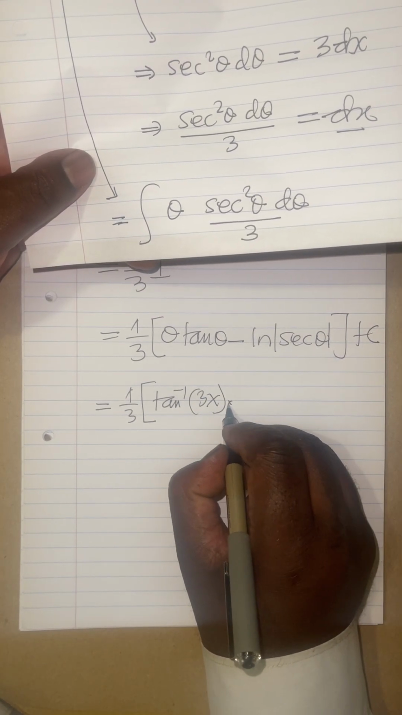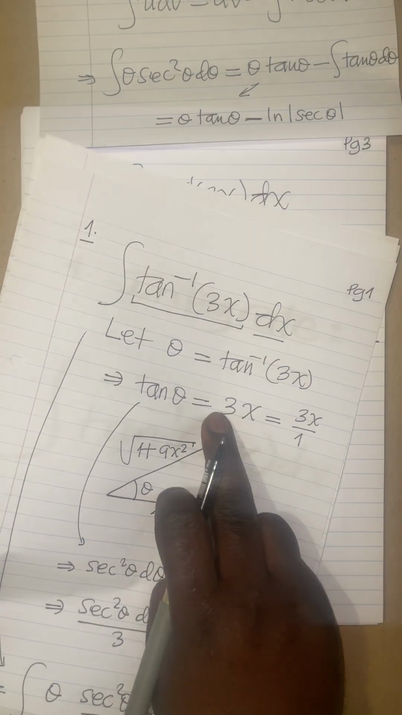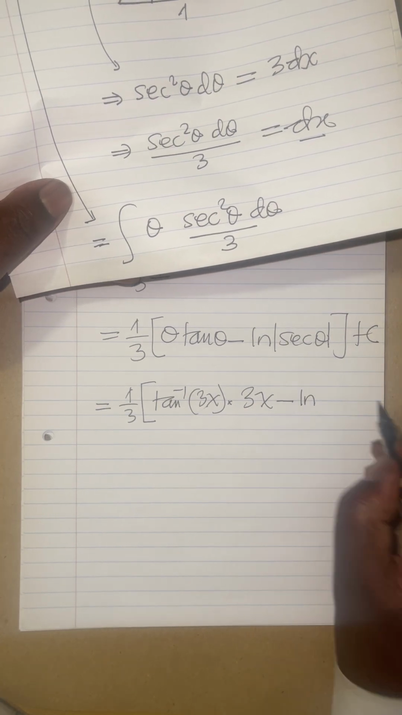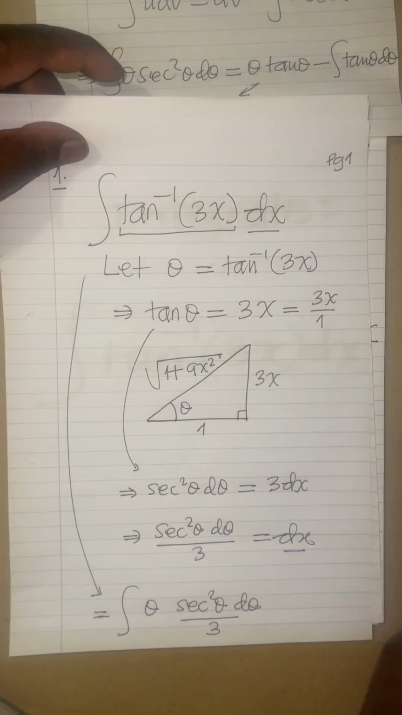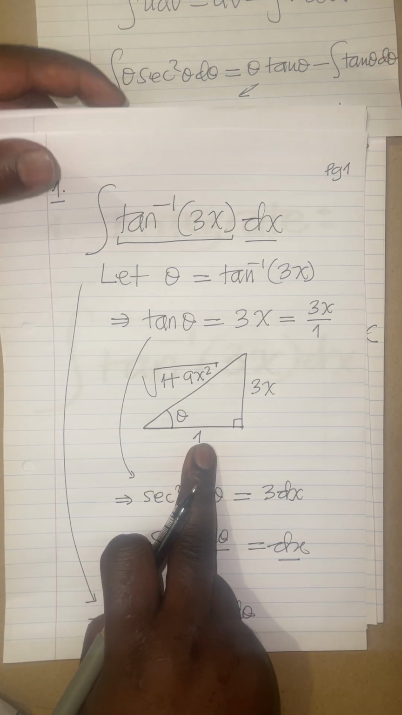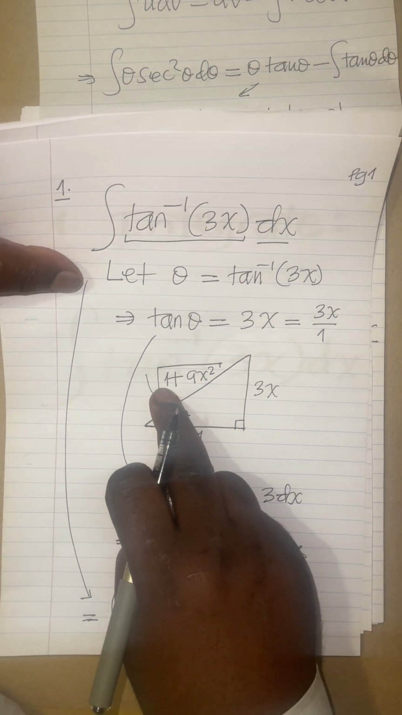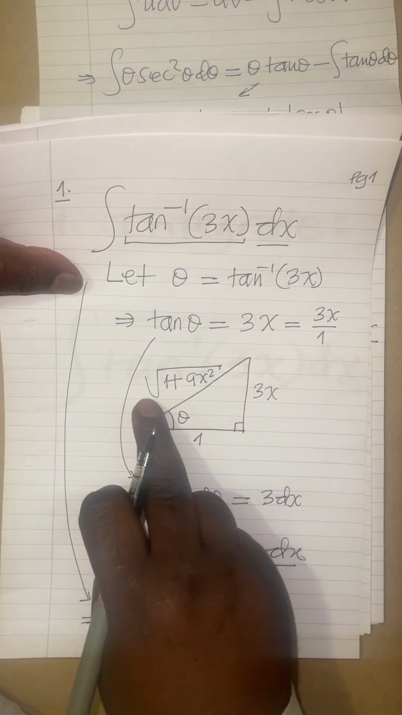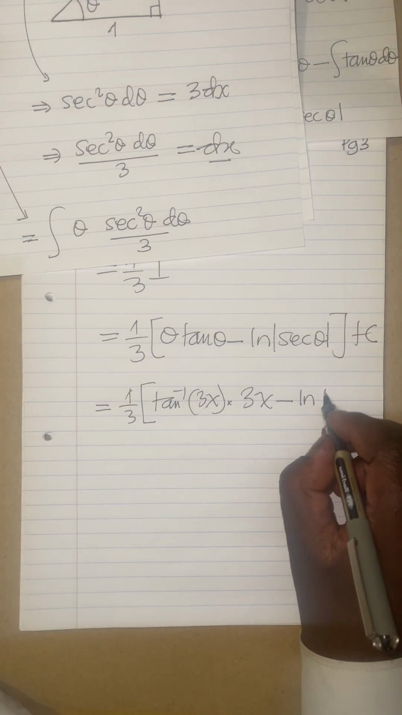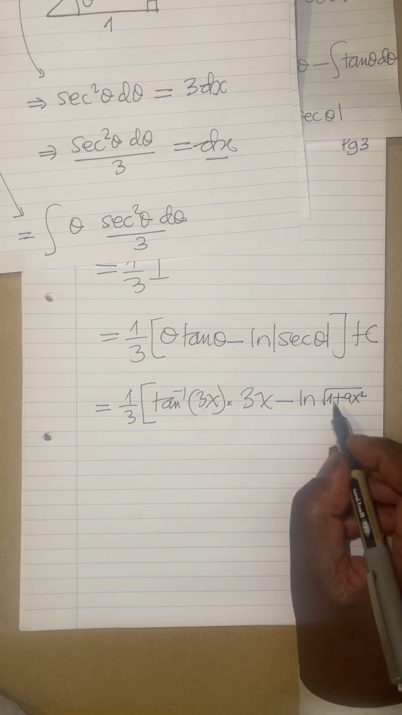Remember, we're multiplying this by, so this is theta. What about tan theta? Tan theta is 3x, minus natural log of, what is secant of theta? This is theta. Secant is hypotenuse over adjacent. Remember, it's the reciprocal of cosine. So it's the square root of 1 plus 9x squared all over 1, which is just this one here. So it will be square root of 1 plus 9x squared, like this, over 1.